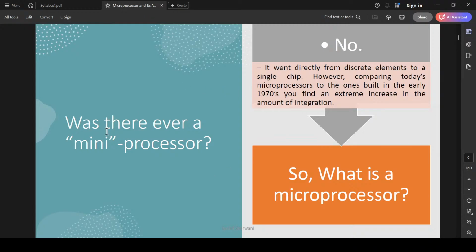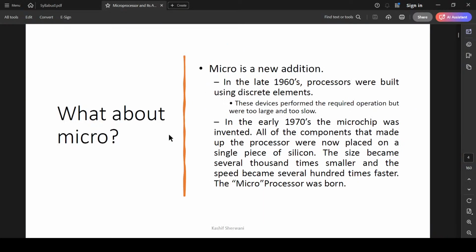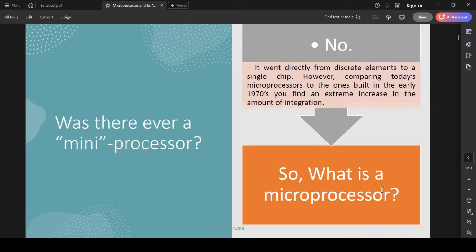I was just telling you that in this time the silicon-based processor was invented and became thousand times smaller. So was there ever a mini processor? The answer is no. From the normal processor, it directly came to the microprocessors.